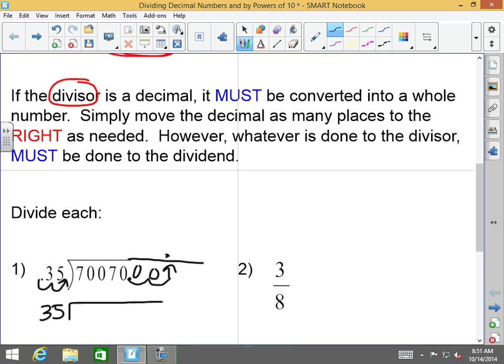So my new dividend would be 7,007,000. Always, since you know that the decimal's at the end now, bring it up so that you remember its place and you don't get confused. Does that make sense, gentlemen?